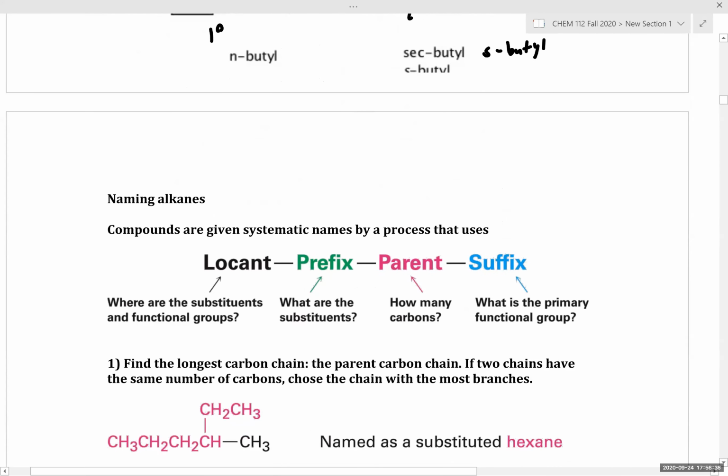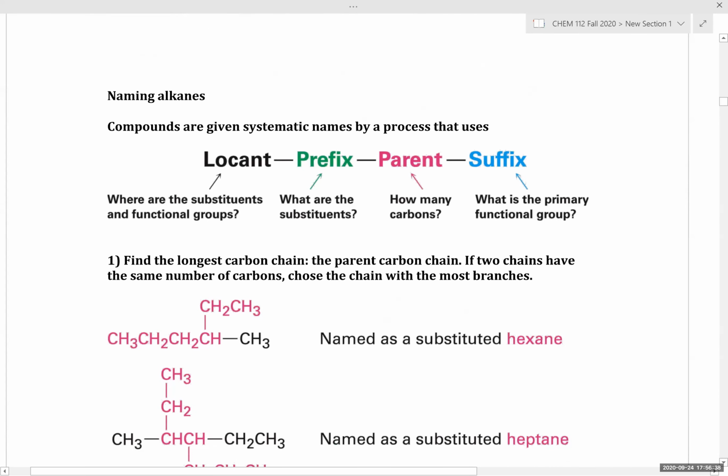Now, when you're naming alkanes, this is a big topic, and I really recommend that if you've downloaded and used the Marvin Sketch from the class link, Marvin Sketch has a tool that allows you to take any structure and generate an IUPAC name for the structure. So it's a great way of generating problems on your own and checking your work.